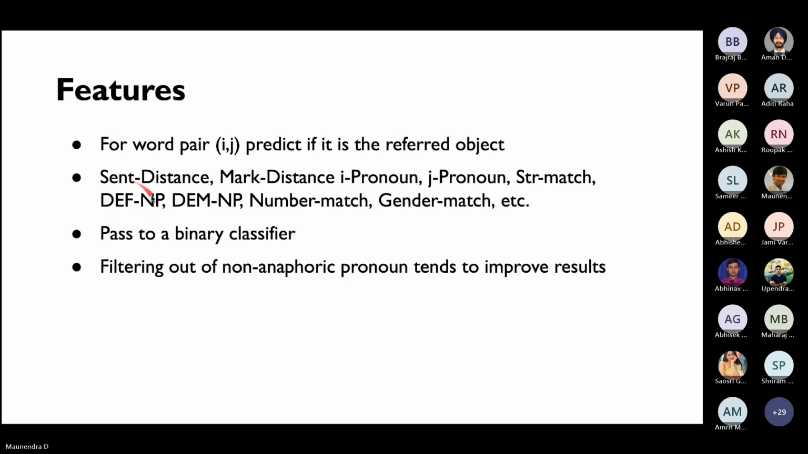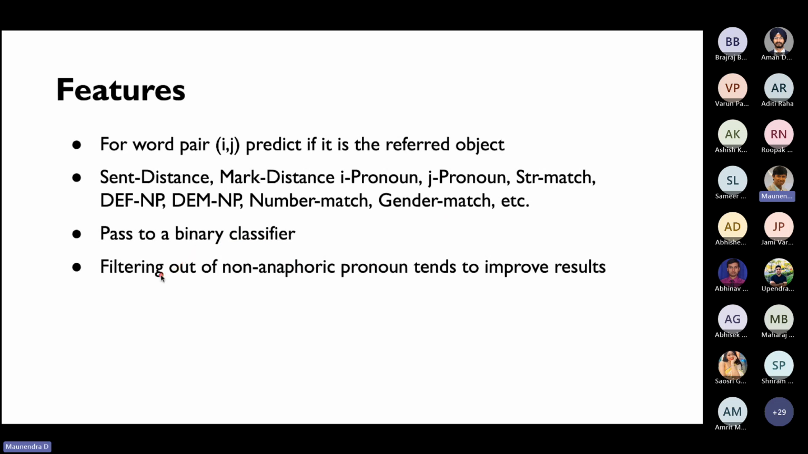Then there could be whether it is a definite noun phrase, demonstrative noun phrase. This could come from the constituency structure. We talk about parsing in a future lecture. The number match, whether they have the same number agreement we talked about, right? Then gender match, whether the genders are same. So all these could be features, and then once we identify the features for I, features for J, and some common features for IJ like number match, gender match, that gives our input, and then we can have a binary classifier, which finally says yes or no, whether there is a co-reference or not.